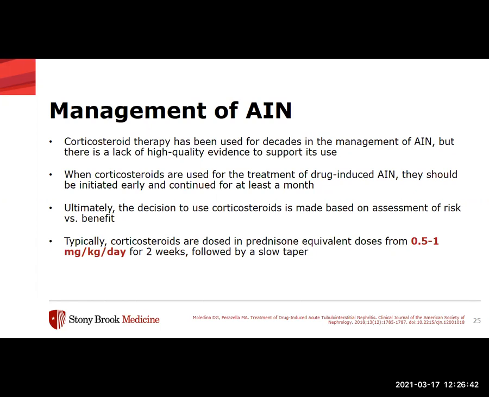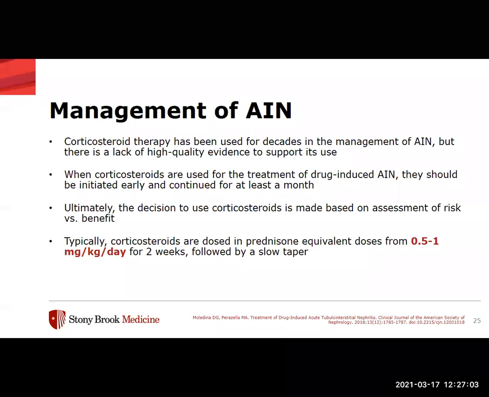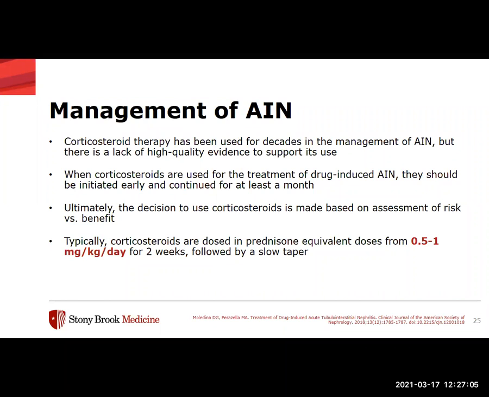So because of the evidence that we have from existing trials, it's recommended that when corticosteroids are used in acute interstitial nephritis, they should be initiated early and continued on for at least a month. However, ultimately, the decision to use corticosteroids is made by assessing factors such as the severity of AKI, presence of fibrosis, and the type of offending agent.